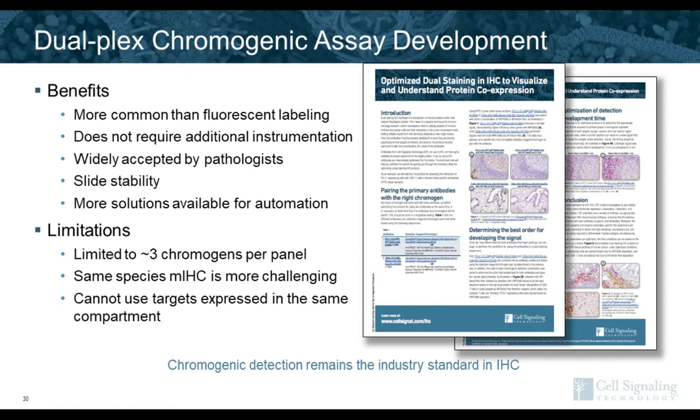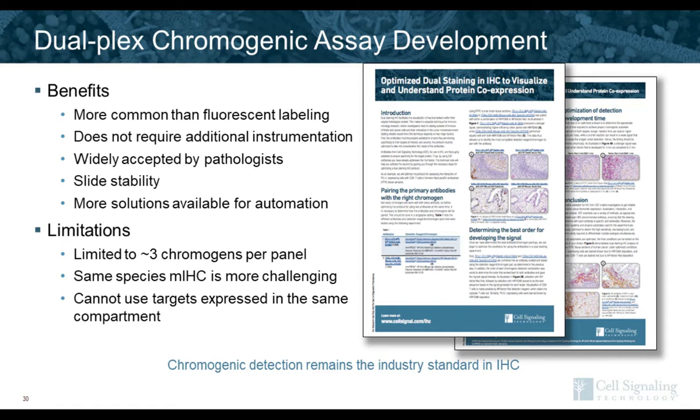Once the slides are stained, they're stable basically forever, whereas when you're staining with a tyramide-based system, the slides are good for maybe up to a month, but after that, the signal fades dramatically. And there's more solutions available for automation. What I mean by that is we can, in most cases, transfer a chromogenic assay to an automated stainer such as the Leica Bond or the Ventana platform much easier than it would be to transfer a manual TSA-based multiplex assay.